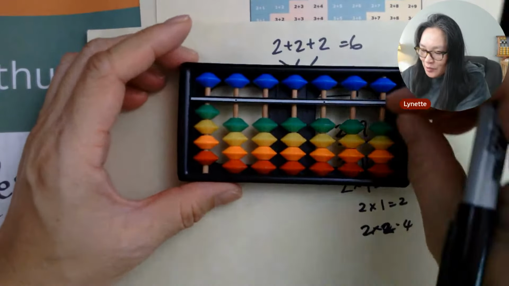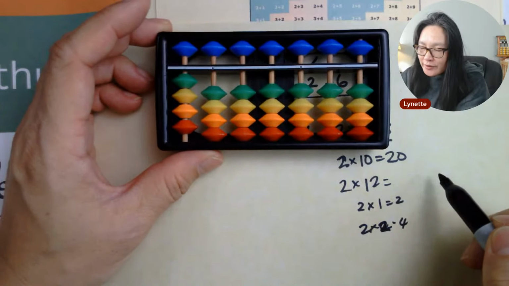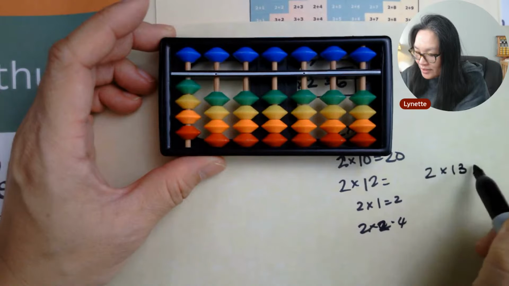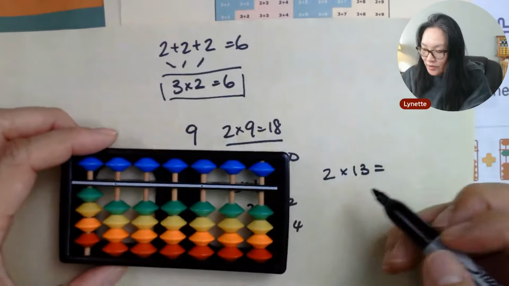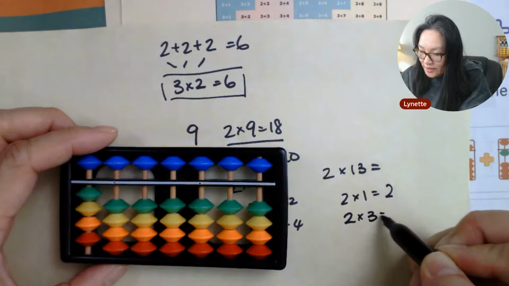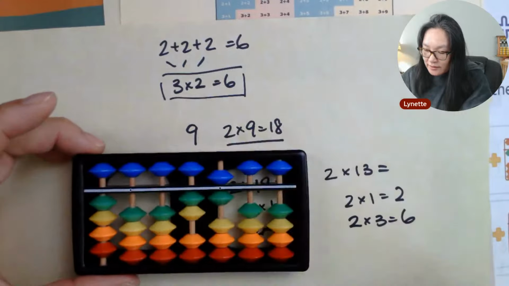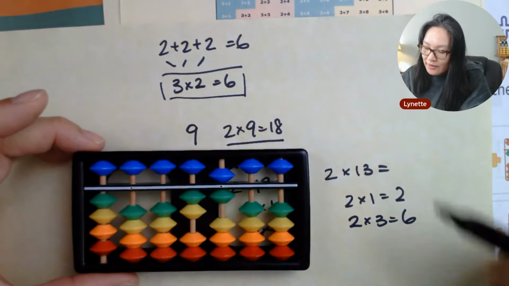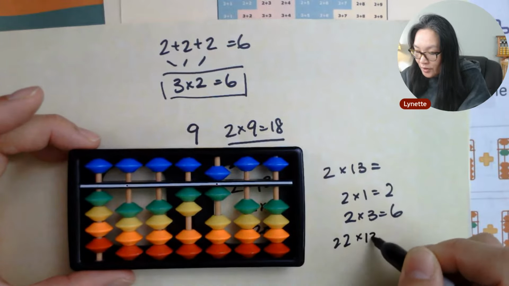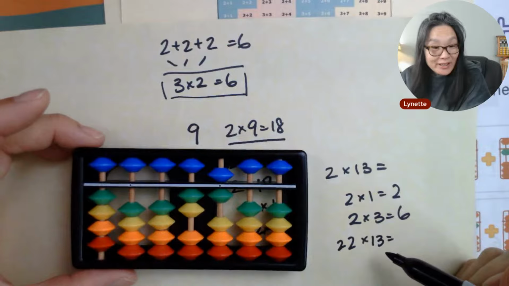Okay, so that's multiplication. Let me finish the multiplication. So on the abacus, we do distributive properties. Exactly like we do 2 times 13, right? 2 times 1 is equal to 2, and then 2 times 3 is equal to 6. So that is how we know 2 and then 6. And then obviously we get into more, so we can do like 22 times 13, right? This is all off the cuff. But thank you for your questions.